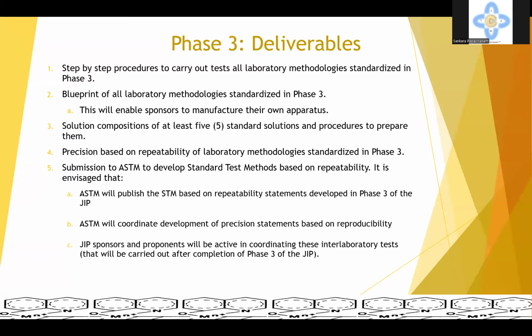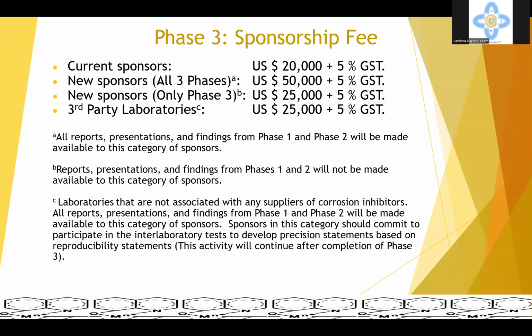And the ultimate goal is to establish precision of all the laboratory methodologies that will meet the ASTM level of approval. We hope that we will achieve at least precision based on repeatability by the end of phase 3. Again, we will do it for all the 8 methodologies. Again, this is a cost structure, and again, it's only 5% of the total cost.